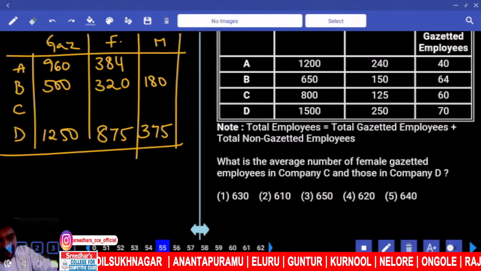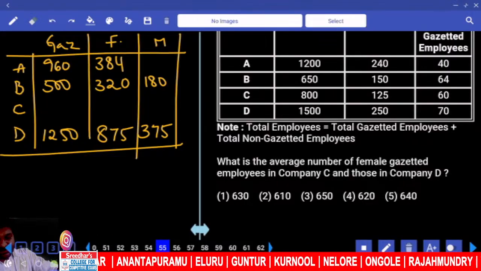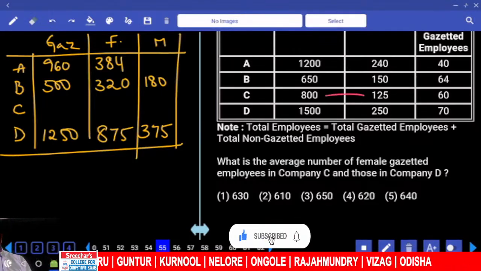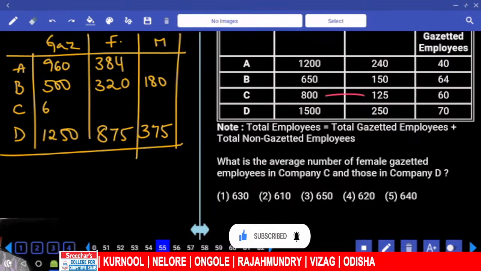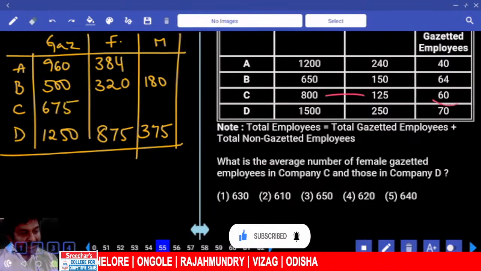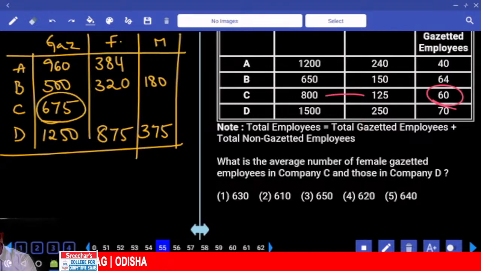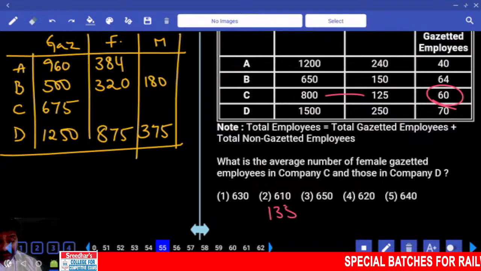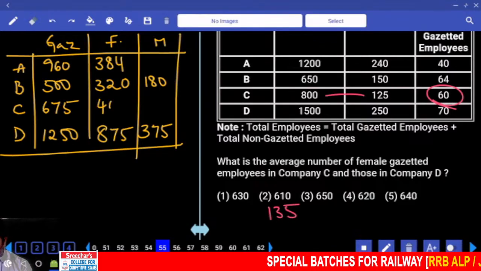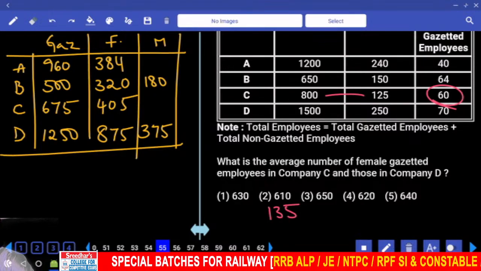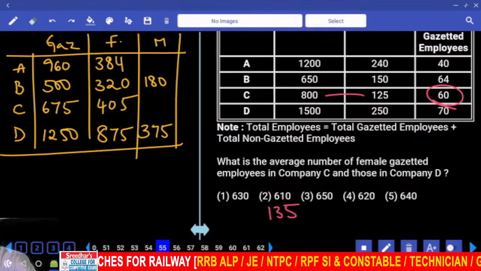What is the average number of female guested employees in C and those in D? Out of 600, 125 are non-guested, then guested are 675, and female are 60%. 10% is 67.5, double is 135, triple is 405. 133 times 390, 5 3s 15, 390 15, 415.